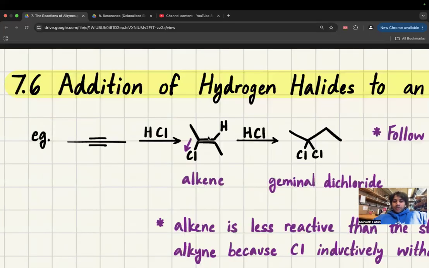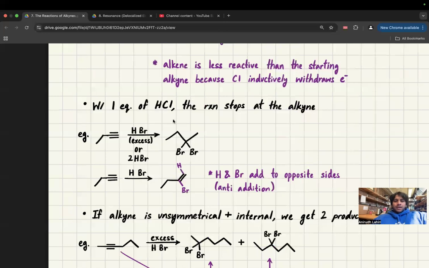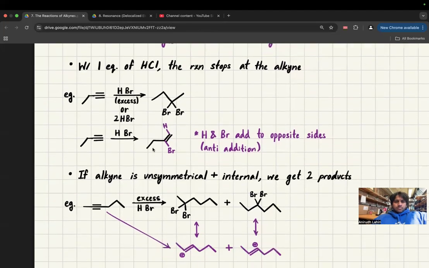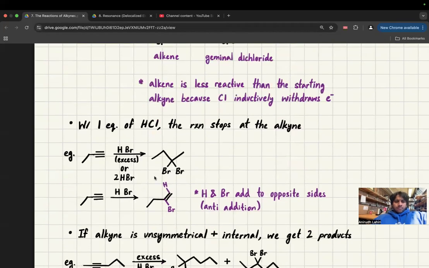And that's because a nucleophile is all about having extra electron density, right? This Cl is pulling electron density from the thing that's supposed to be attacking. So this thing that's supposed to have a lot of electron density, nucleophilic, has now reduced its electron density. So it's less nucleophilic, so it's less reactive. So if I were to add one equivalent of HCl, the reaction will stop at the alkene. I don't know why I wrote alkyne.